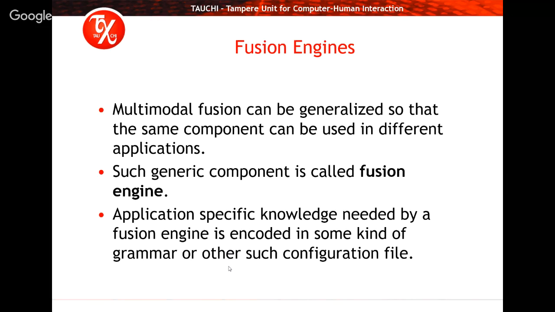And these fusion engines have been developed, and there are some examples of them, which try to generalize this fusion so that you don't write a specific program for each application where you encode these rules. Instead, a fusion engine can be a little bit more generalized. Some sort of configuration is given to the fusion engine to put the application-specific information in there.